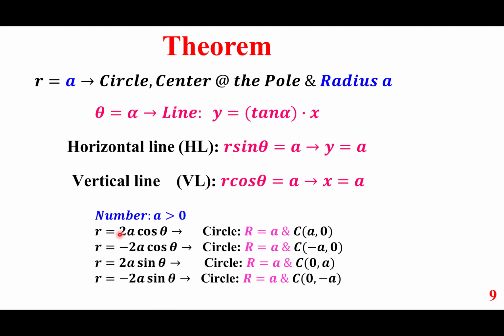When we have r equals 2a times cosine or sine, positive or negative makes no difference. All of them are circles with radius being equal to a. In the case of cosine, the center is along the x-axis at (a, 0) or (minus a, 0). In the case of a sine, along the y-axis, (0, a) or (0, minus a).